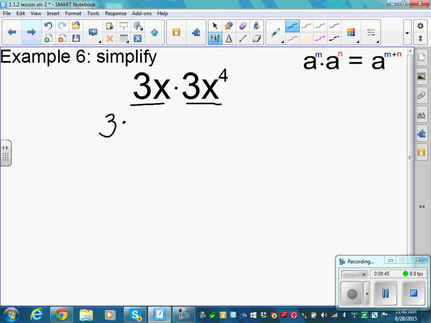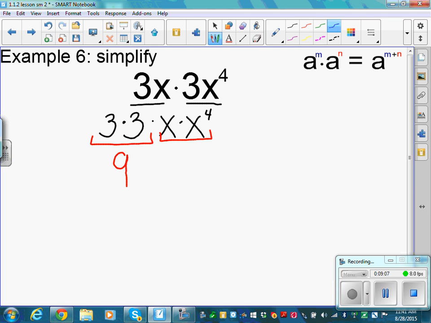So really, this is 3 times 3, I'm just reordering this, times x to the 4th. All right, so same thing, different order, and then I can go through and simplify it. I'm going to focus on 3 times 3. That is 9. Now I'm going to focus on x times x to the 4th.